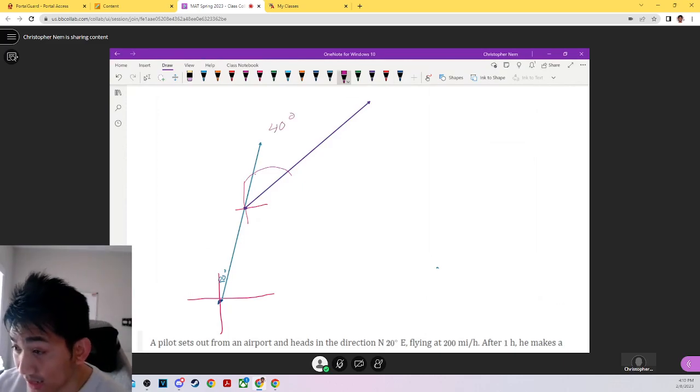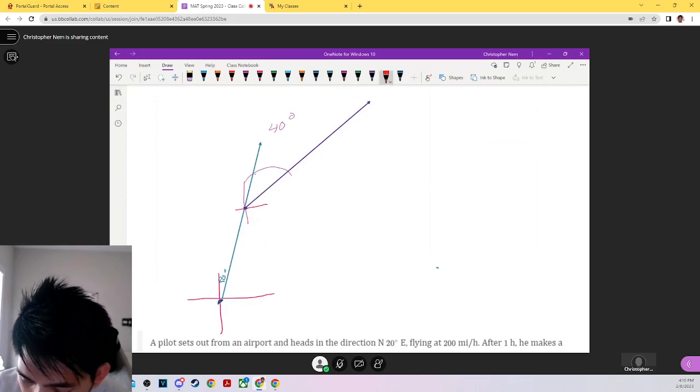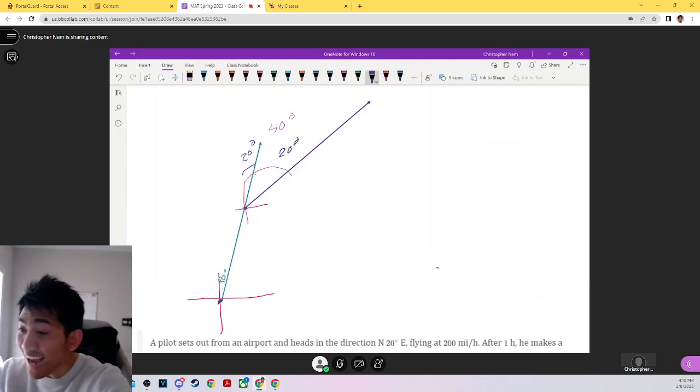Now this is not the best illustration, but that's the idea. From here to here is 20 degrees, which means this is also 20 degrees right here. The entire angle is 40 degrees, but if one piece was 20 degrees, the other half had to be 20 degrees. I just didn't draw it like half, so I apologize. It's not drawn to scale.